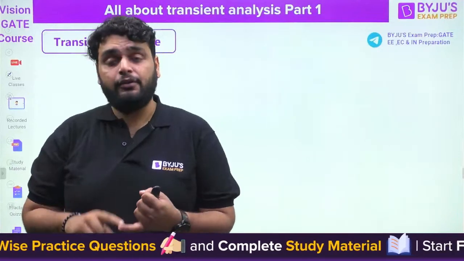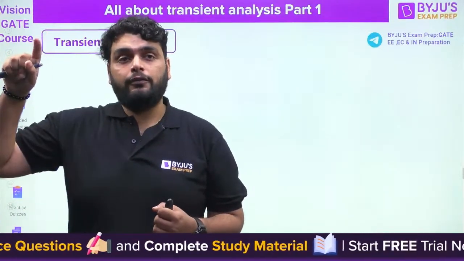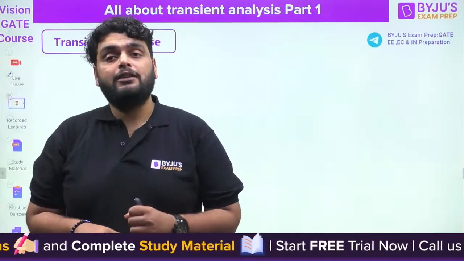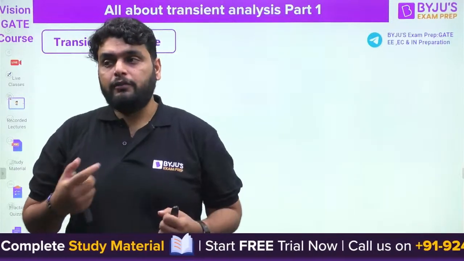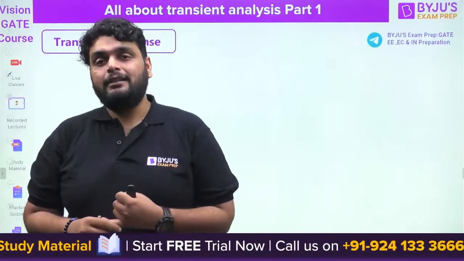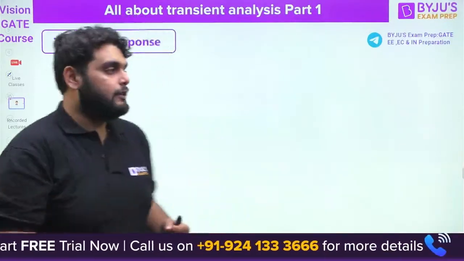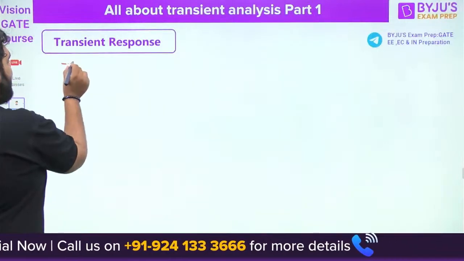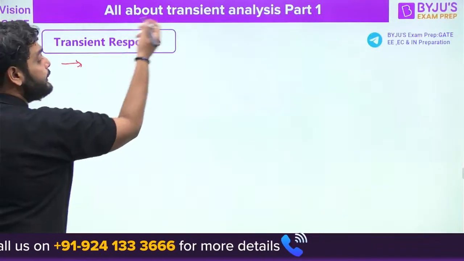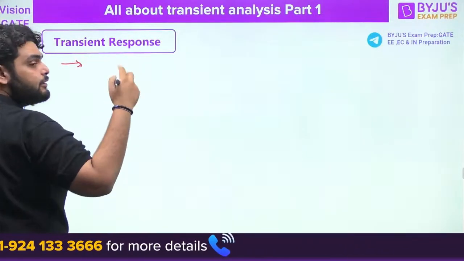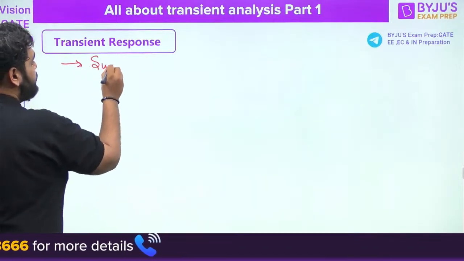This change can be switching, for example, if we switch on and off. This sudden change can be a short circuit, as you know, because of a short circuit the fire occurs. The sudden change can be anything. But the important point for any network to go into a transient, you need to understand: for any network to go into a transient, it should satisfy 2 points. First, there should be a sudden change.